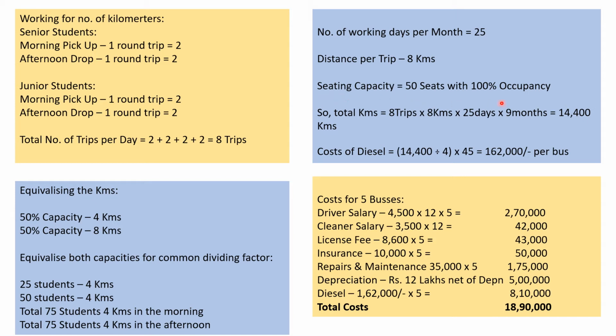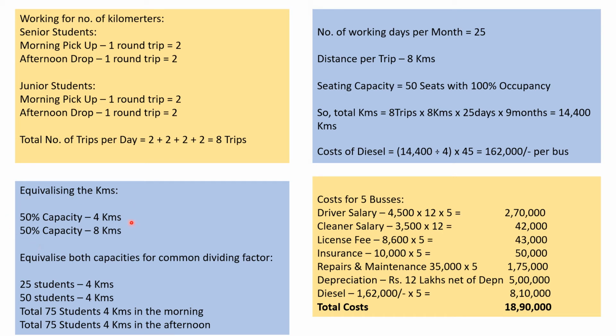Now coming to the seating capacity. For the purpose of calculating the distance of travel, the seating capacity is not required. But for the purpose of passenger kilometers, the seating capacity is required. So what are the passenger kilometers? They said 100% occupancy, it is given in the problem, but 50% of the capacity travels 4 kilometers and 50% of the bus capacity travels 8 kilometers. So we have to equalize both, otherwise it will be difficult for us to calculate the per passenger kilometer.